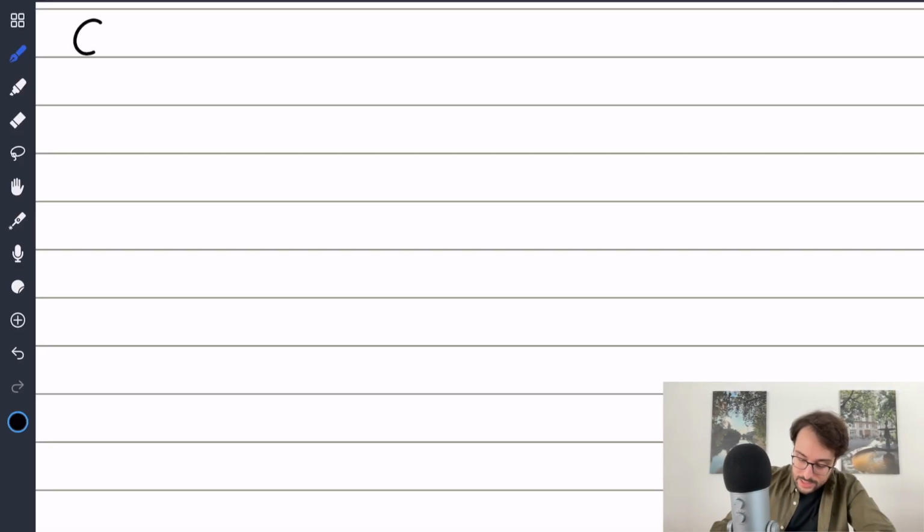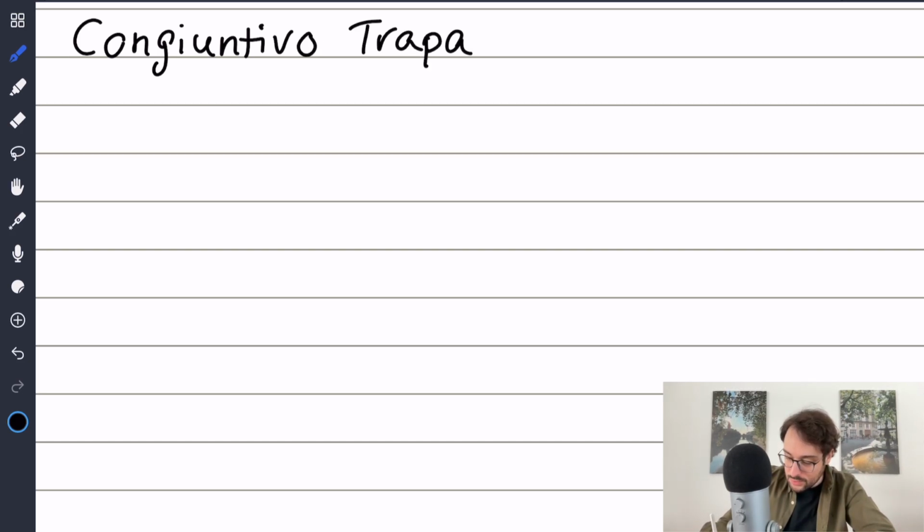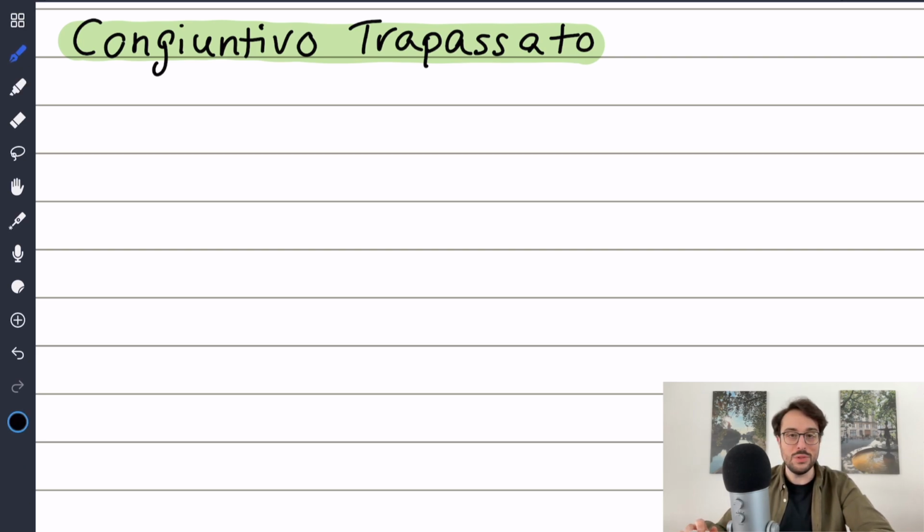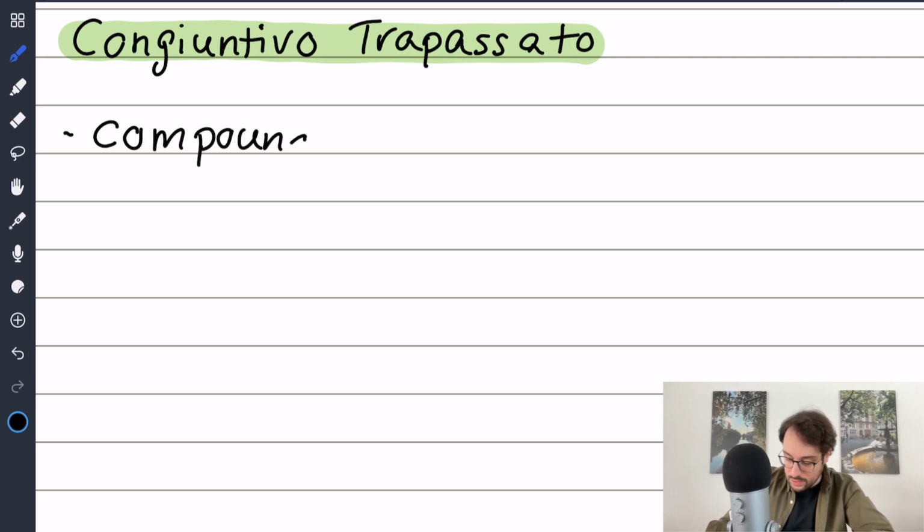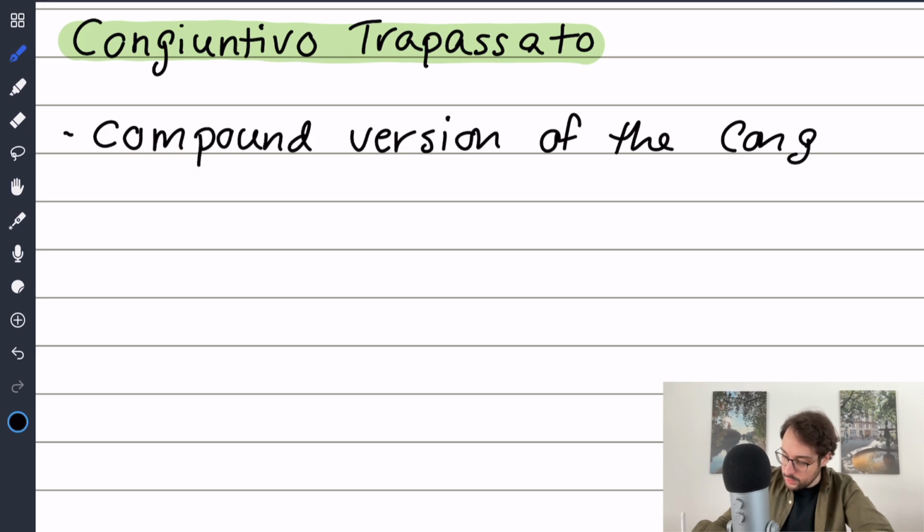So today we're looking at the congiuntivo trapassato. So, simply put, the way you could just think of the congiuntivo trapassato in a nice, easy, and straightforward way, this is the compound version of the congiuntivo, I'm just going to do some shorthand, imperfetto.